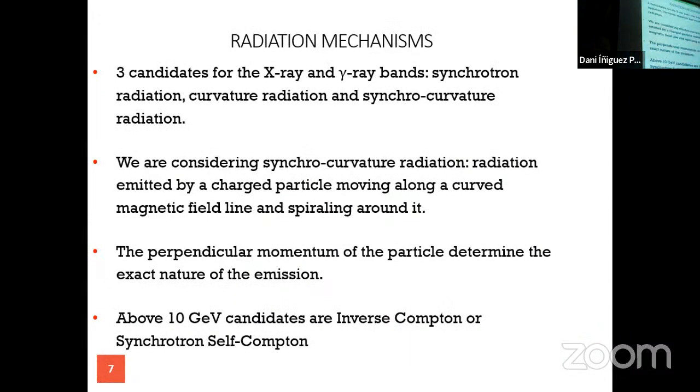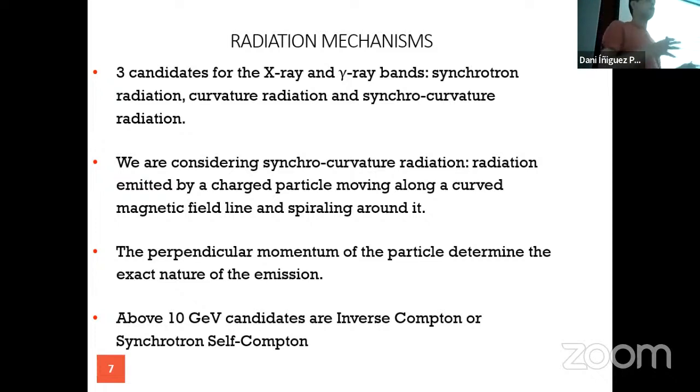Another relevant aspect about this high energy emission is which is the radiation mechanism in action in these regions. So which is the mechanism producing this radiation. For the energy band between 1 GeV and 10 GeV, so in X and gamma rays, the three main candidates are synchrotron radiation, curvature radiation, or synchro-curvature radiation. This last one is the one on which we focus, that we consider in action, and is emitted by a charged particle moving in a magnetic field line, in a curved magnetic field line, and spiraling around.